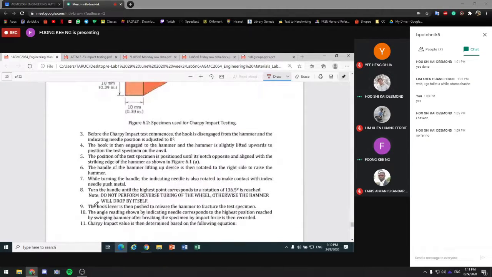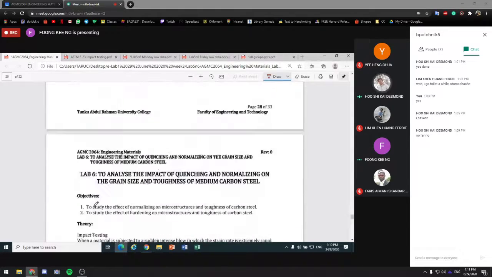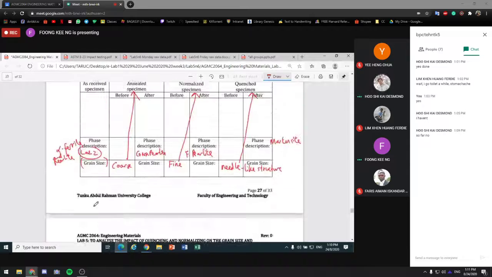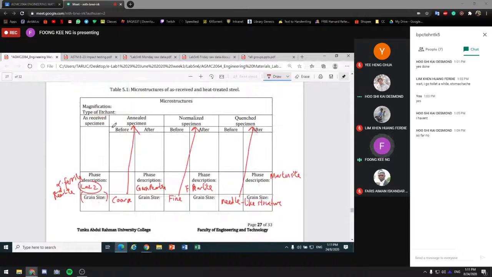Yes, you just need to tell what the grain size is. No need to draw. Drawing is in the microstructure there. From the table it shows before and after. You only need to tell before. Before is the same for all because it's only one sample. So you draw this only.